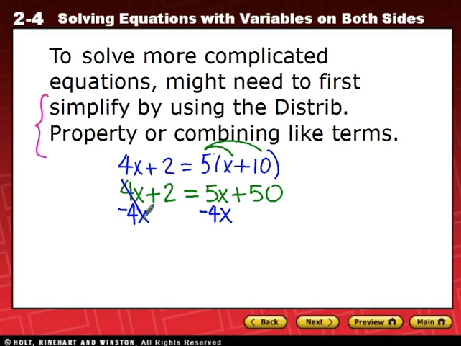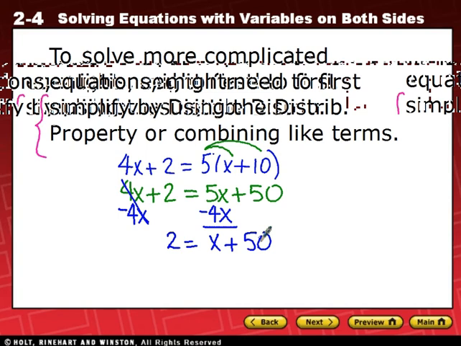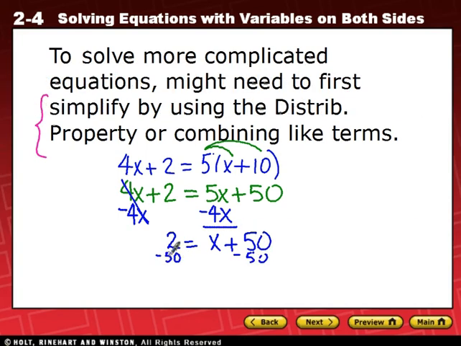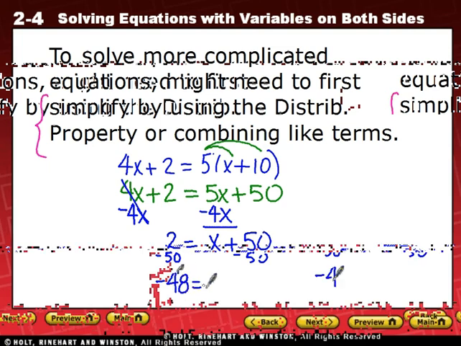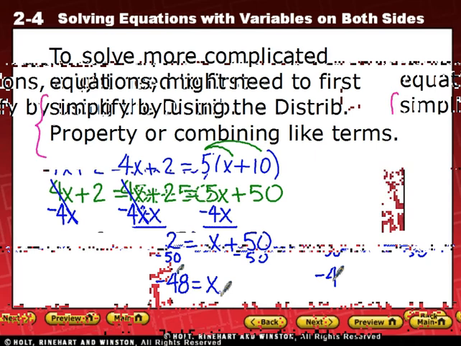That makes them disappear off the left side. And I'm left with 2 equals 1x, or just x, plus 50. Now I have a one-step equation, actually. So just go ahead and subtract 50 from each side, and I'm left with negative 48 equals x. And I could go ahead and check that, although definitely on this one it looks like I would need a calculator to find out for sure. I'm not going to take the time up on the video. If you've got your calculator handy, you can check my work for me.